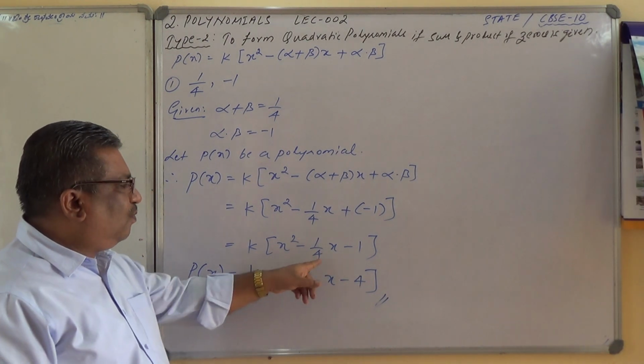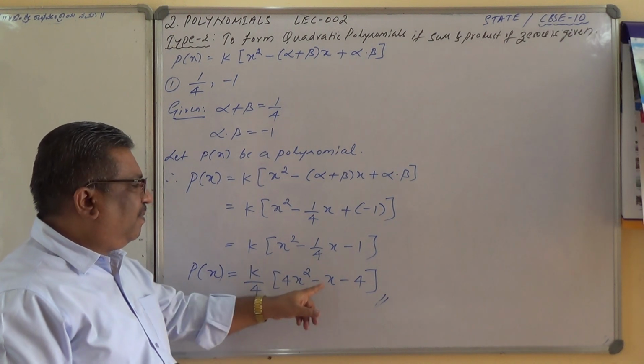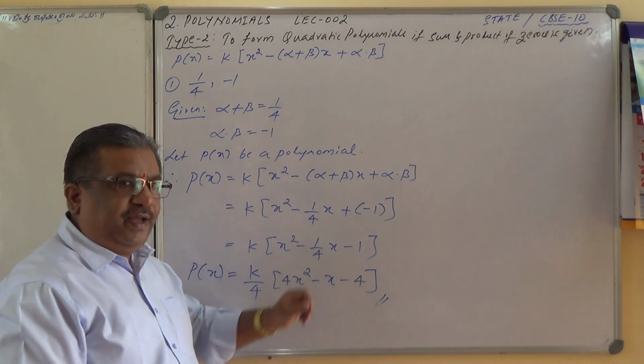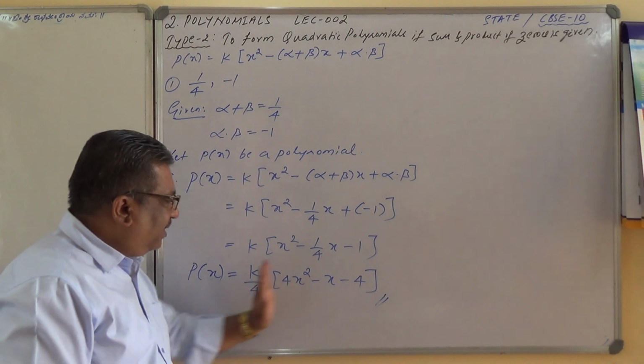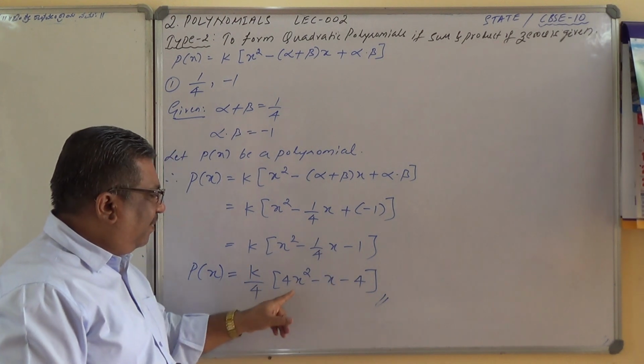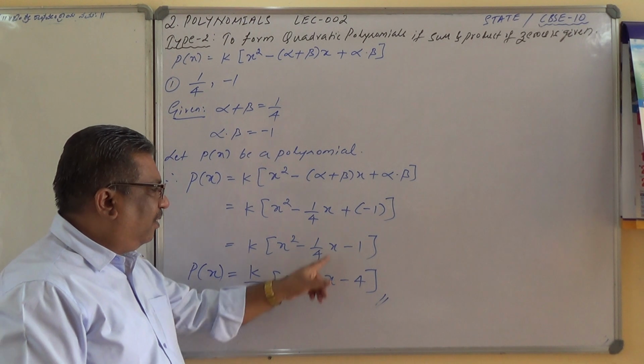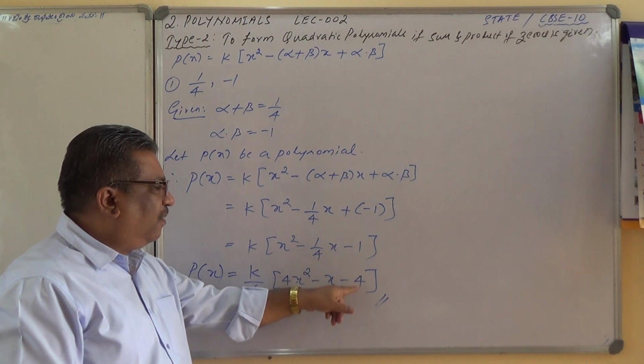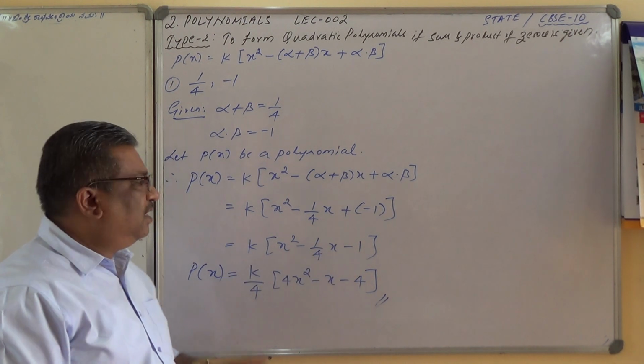Is it very clear to you? Here what I did, I took 1 by 4 common, and therefore it is 4x square minus x minus 4. If you take this 1 by 4 inside, what happens? Divided by 4, x square. Divided by 4, x by 4. Divided by 4, 4 cancels, minus 1. Is it correct? So this is how we can form.